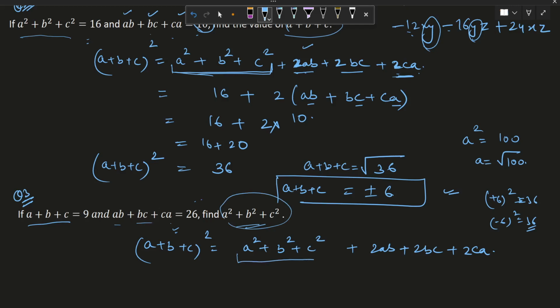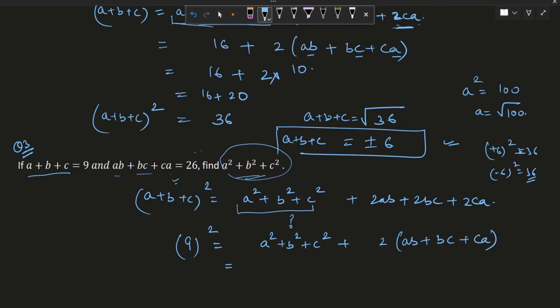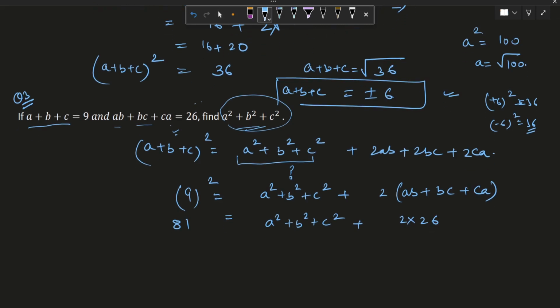What do you have to find out? You have to find out this thing. Let's put the values whatever are given. A plus b plus c is 9, so 9 square. Let's keep this as it is. 2 common, AB plus BC plus CA. This is 81. Let's keep this as it is. And it will be what? 2 into 26. What is 2 into 26? 52. This is 81.